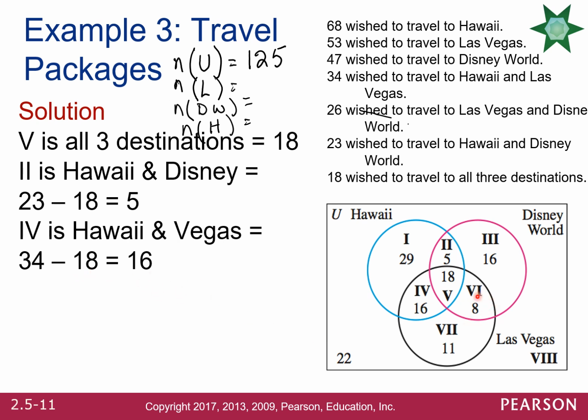So 34 minus 18 is equal to 16. Now we'll have to see how many we should put into 6.